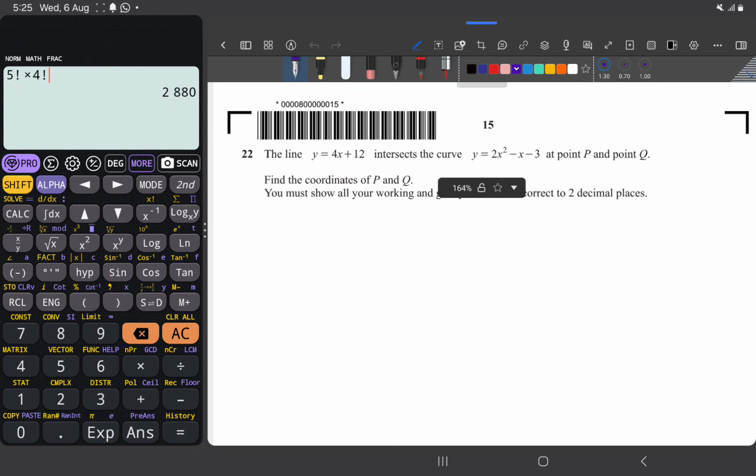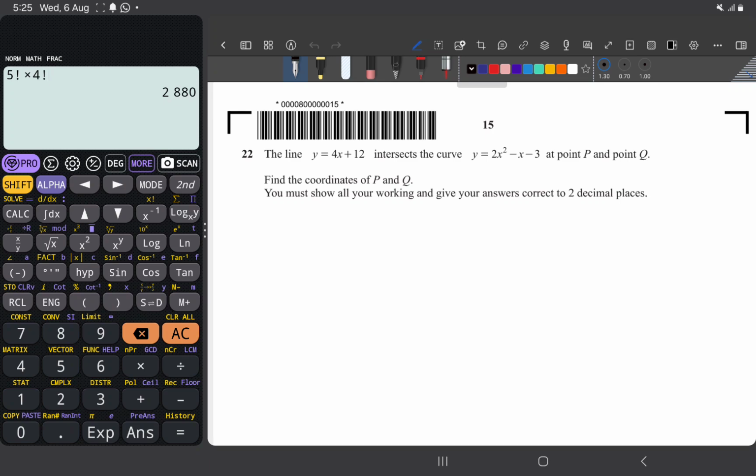Here's another question. It says the line y is equal to 4x plus 12 intersects the curve at points P and Q. So here's the easy thing. I don't even want anyone to think about this. When you have two things intersecting, you make their equations equal to each other.